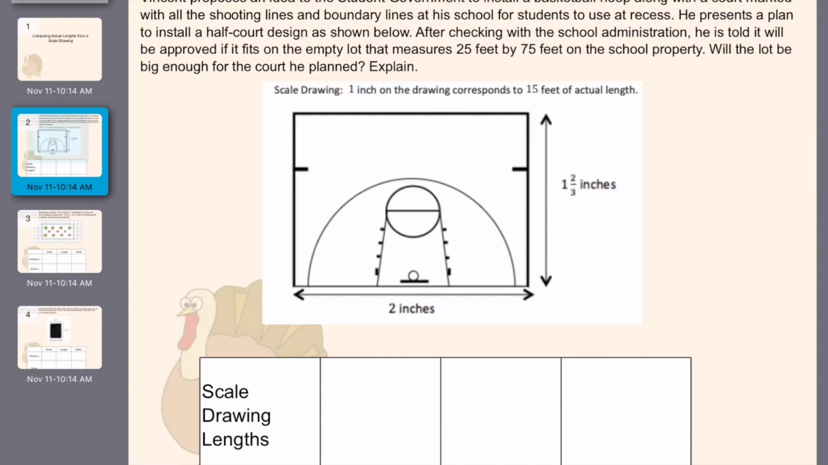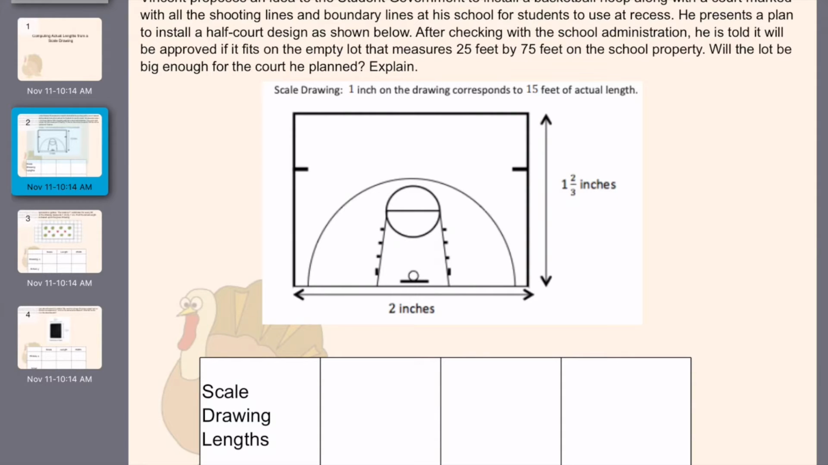Vincent proposes an idea to the student government to install a basketball hoop along with a court marked with all the shooting lines and boundary lines at his school for students to use at recess. He presents a plan to install a half-court design as shown below. After checking with the school administration, he is told that he will be approved if it fits on the empty lot that measures 25 feet by 75 feet on the school property. Will the lot be big enough for the court as he had planned?